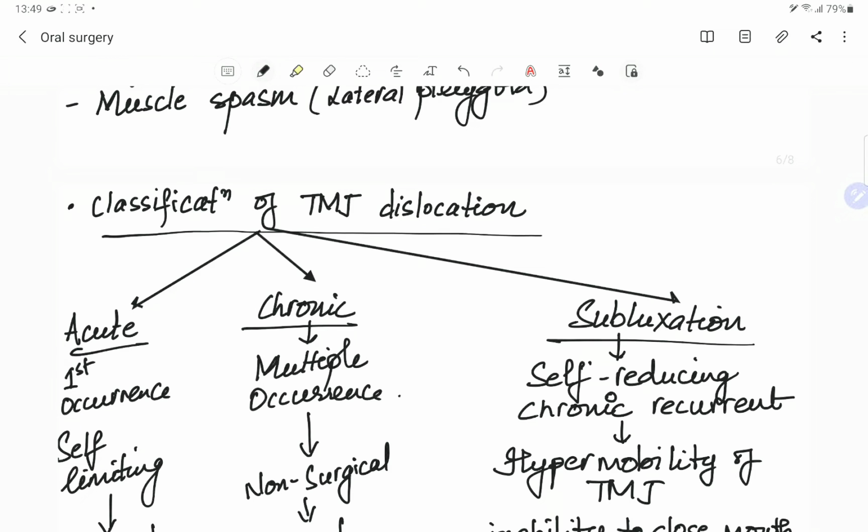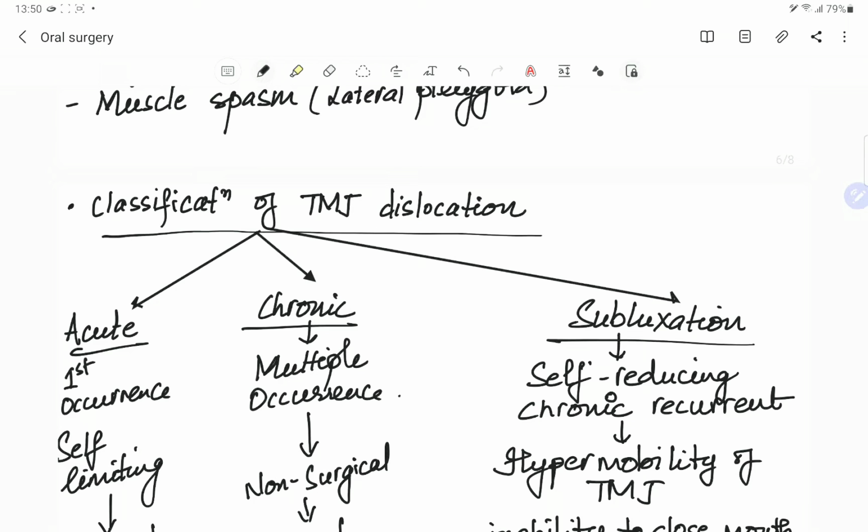When the reduction can be done by the patient himself or herself, that is the self-reduction. When the condyle can get back to its original position, the patient doesn't have to come back to a dentist to reduce it manually. So that is the multiple recurrence, but it is self-reducing. That situation is what we call the subluxation.